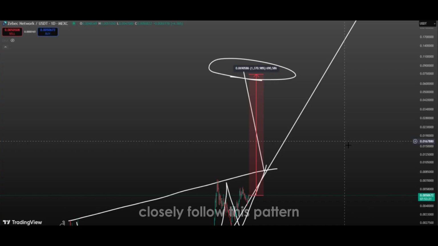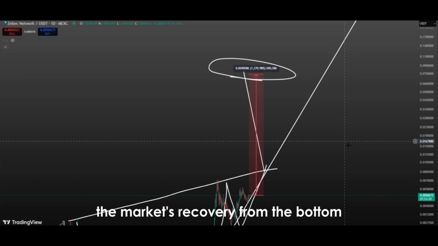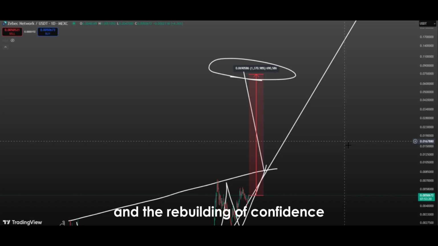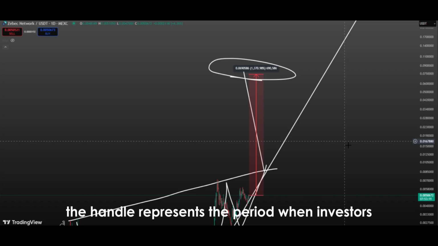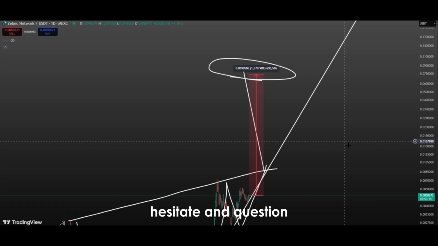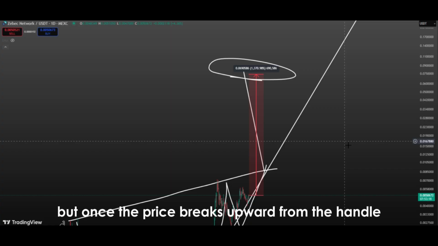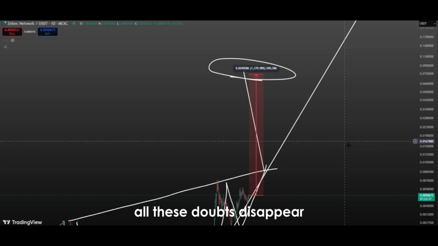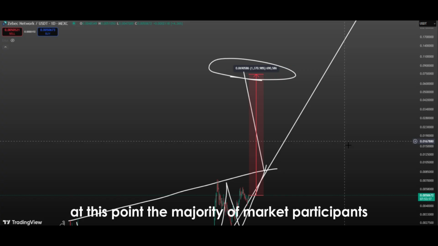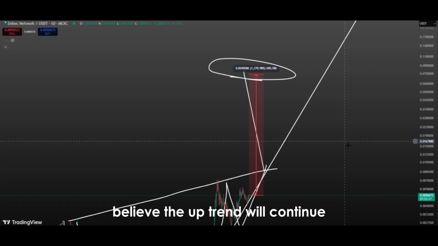Another reason investors closely follow this pattern is its psychological aspect. The cup represents the market's recovery from the bottom and the rebuilding of confidence. The handle represents the period when investors hesitate and question, is this rise sustainable during a small pullback? But once the price breaks upward from the handle, all these doubts disappear. At this point, the majority of market participants believe the uptrend will continue and aggressive buying begins. This accelerates the rise and allows the pattern's targets to be reached very quickly.